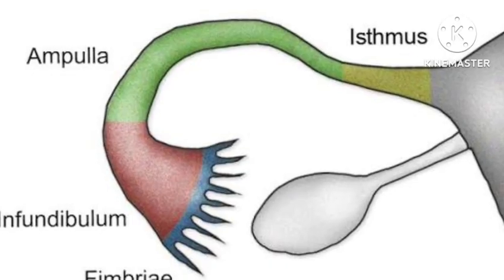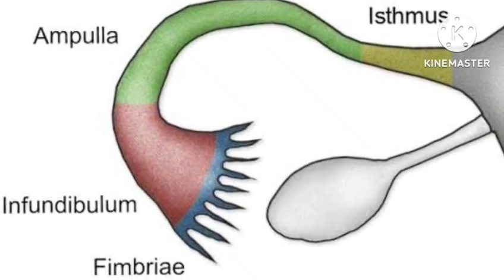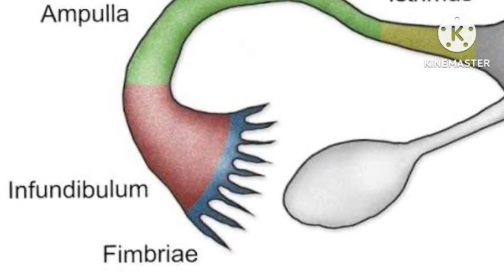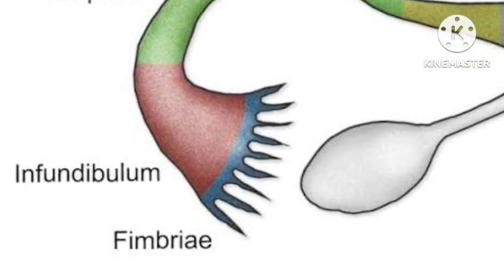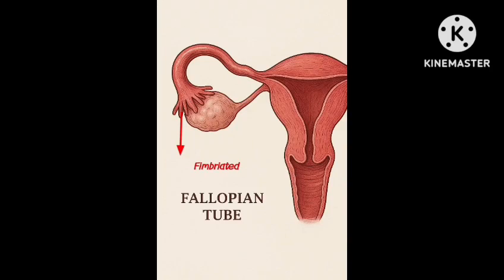Subdivision: the lateral end of the uterine tube is shaped like a funnel and therefore called infundibulum. It bears a number of finger-like projections called fimbriae, and it is called fimbriated end or lateral end.